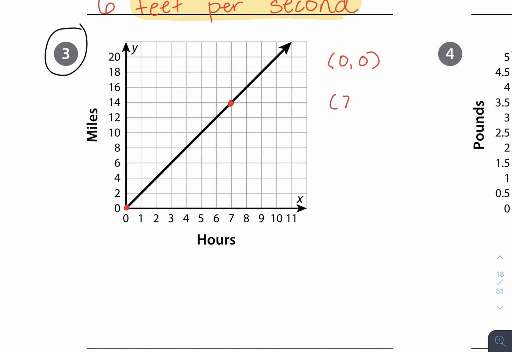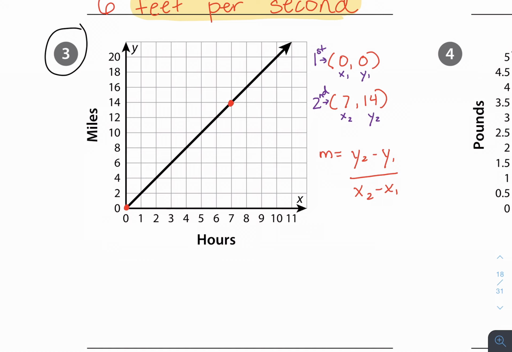Now, when you're using 2 points, the best slope formula to use is this one, y2 minus y1 over x2 minus x1, right? Because now you can label your x and y coordinates from the 2 points you chose. So in my first ordered pair, this is my first x coordinate, so I'm labeling it x1. This is my first y coordinate, so I'm labeling it y1. In my second ordered pair, this would be my second x coordinate. This would be my second y coordinate.